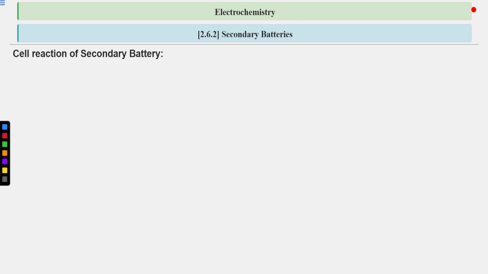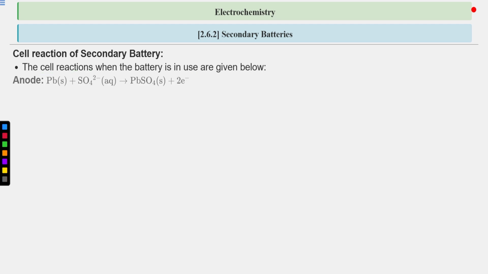Now let's talk about the cell reaction of the secondary battery. Having talked about the secondary battery and its structure, let's talk about the cell reaction going on inside it. The cell reactions when the battery is in use are given below. When the battery is in use, that means it is charged, not discharged. So these are the cell reactions happening when the battery is in use.